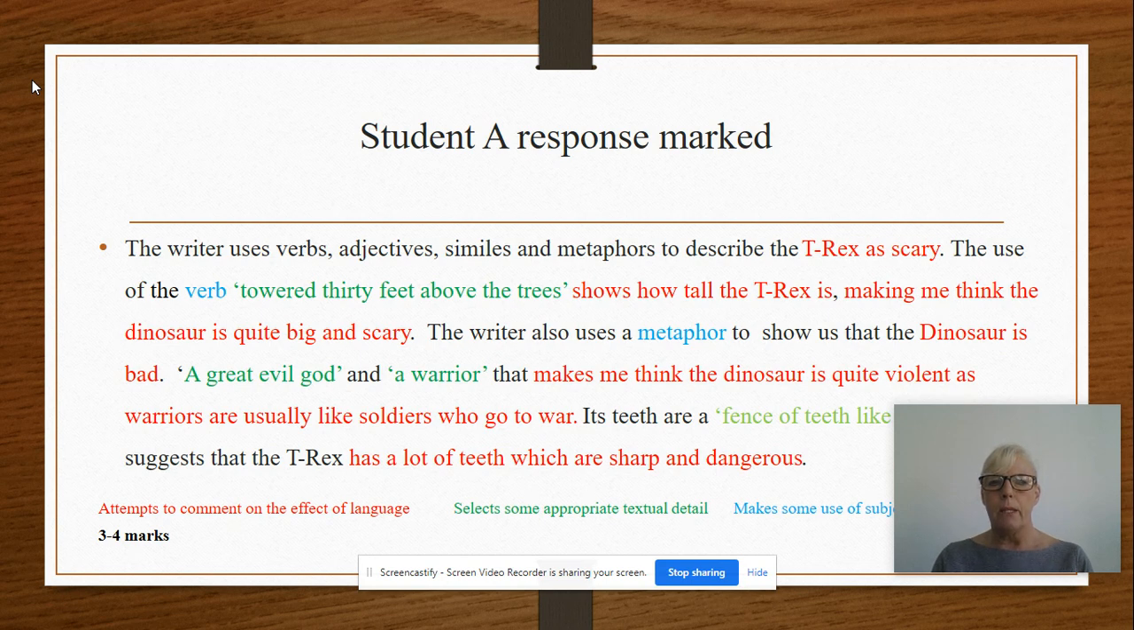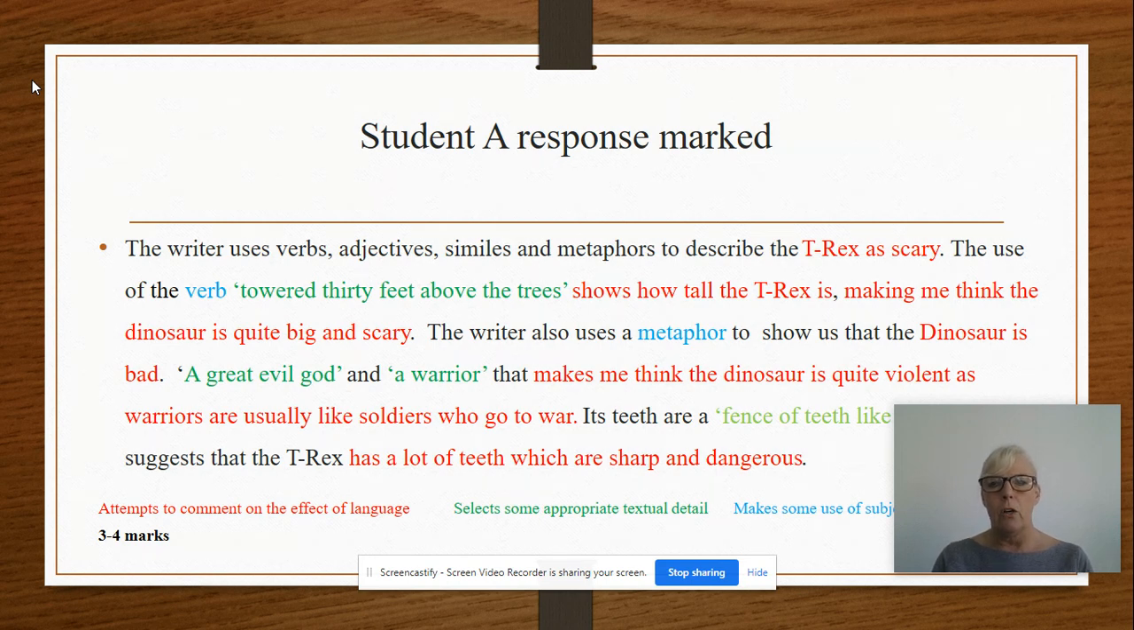And here we've got our comment on the effect. That makes me think the dinosaur is quite violent. Good. Well, the warrior would make me think it's violent. I don't know about the evil god. I haven't seen anything about that, as warriors are usually like soldiers who go to war. Okay, that's fine. That's quite good for the warrior, but there's no effect of the language a great evil god. So our student has forgotten that they've used that. And then this student goes on to the next point. Its teeth are offensive teeth like daggers, which suggests that the T-Rex, so, okay, fine.